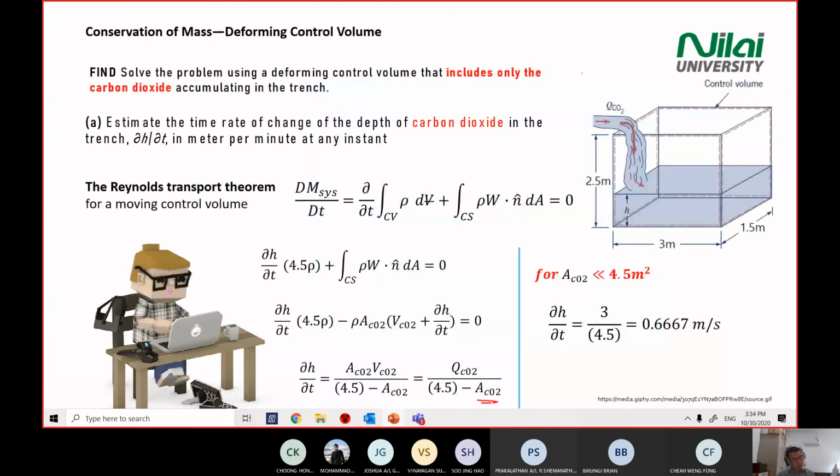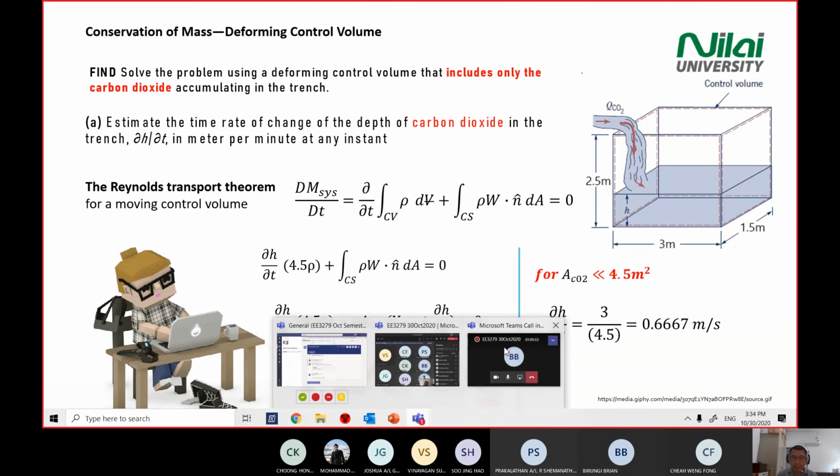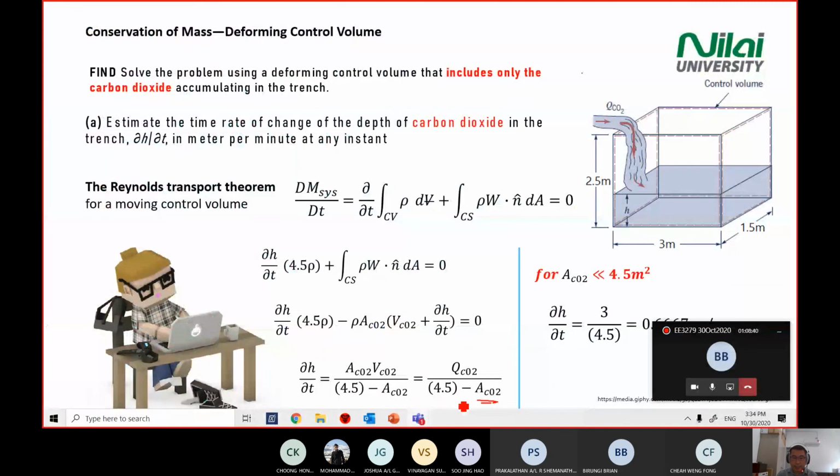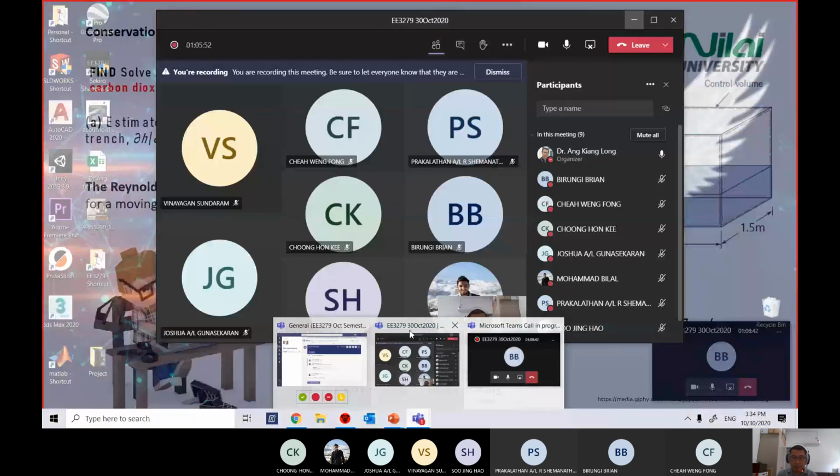Okay, we have completed the first section using the conservation of mass. I think we have a short break. We continue at 4 o'clock. We come back after half an hour. All right, let me stop the recording.